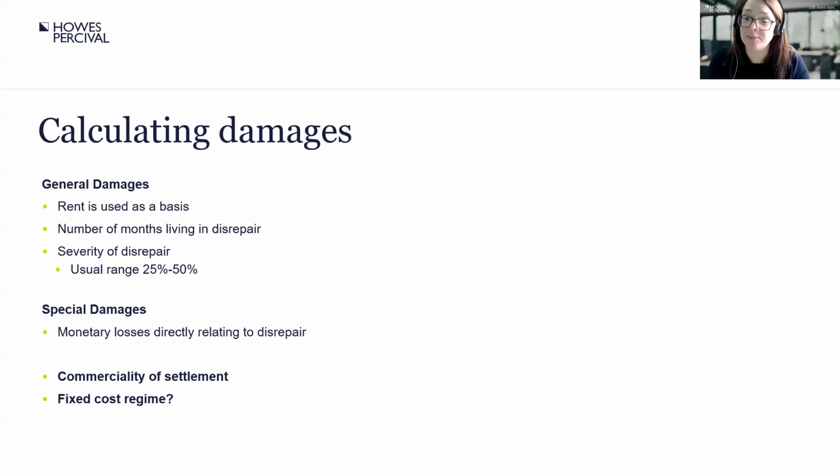The tenant's claim will be subject to the Limitation Act, so the tenant will only be able to claim damage for the past 6 years. Any damage that predates that will be time barred. And we've just put a note on there about the fixed cost regime.